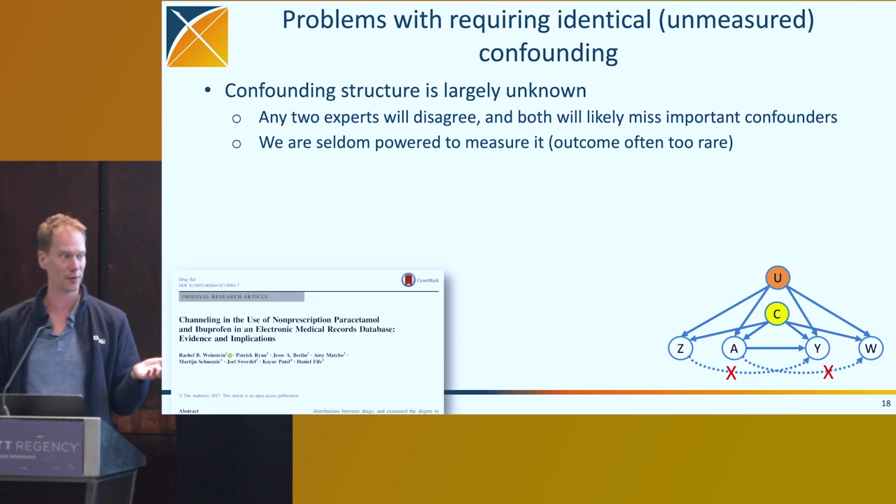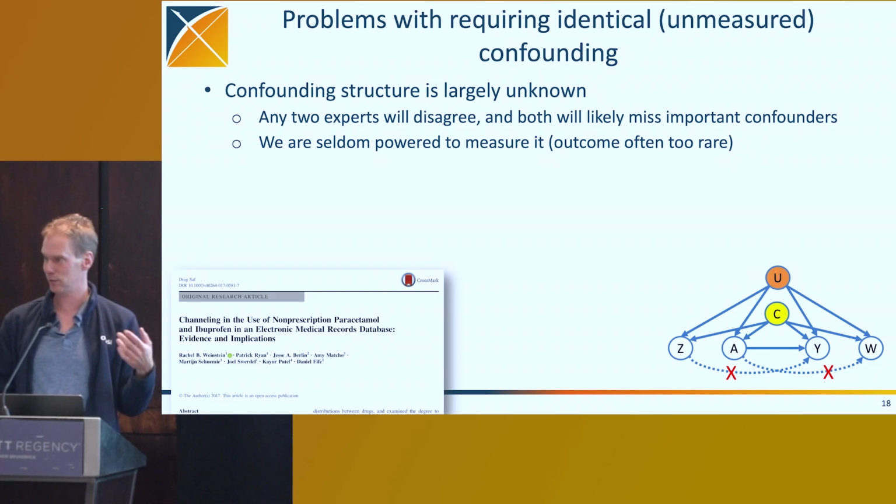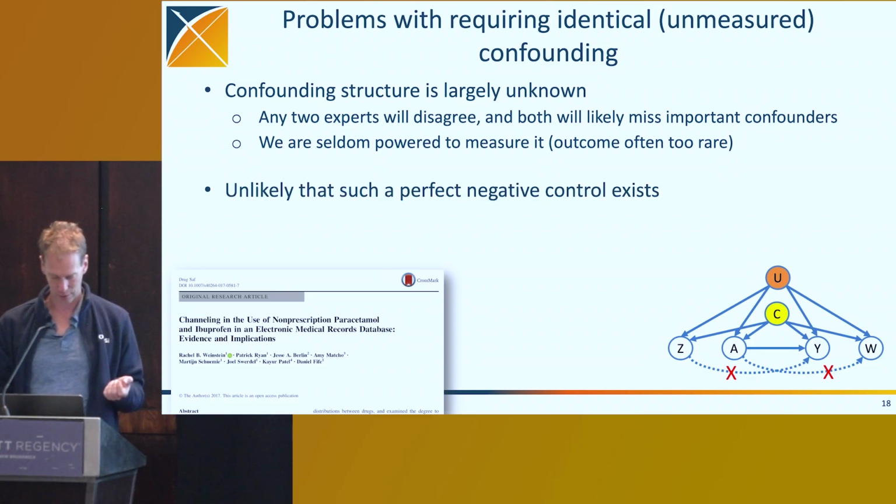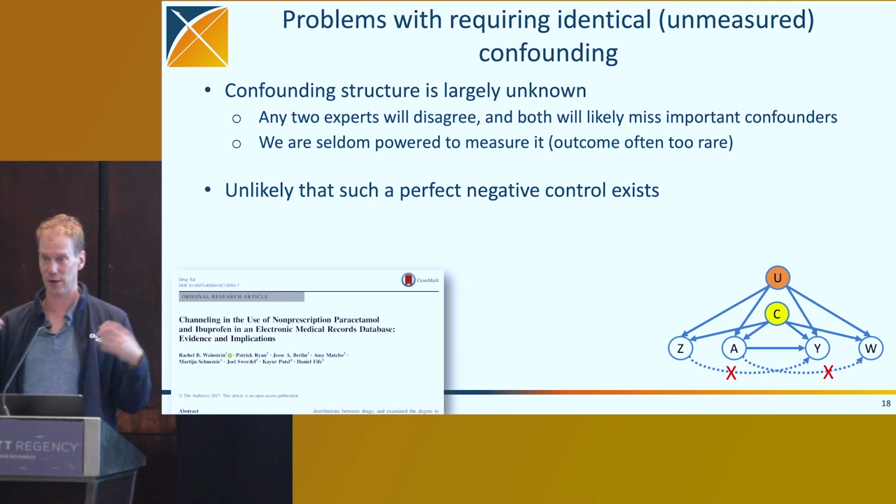Usually the number of people that have the exposure, there are many of those, so we can fit that nice propensity model. But the people that have the outcome in our analysis, usually that's like tens, maybe 100, but that's not enough to evaluate for every variable whether or not it's a confounder. Also, if you did know the confounding structure, well, you're asking for basically a unicorn.